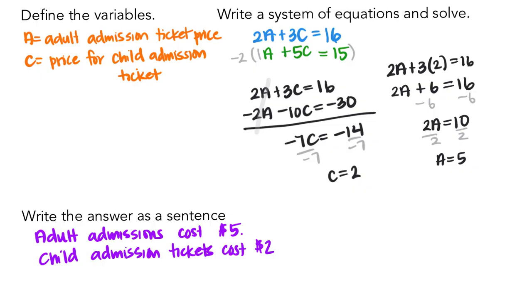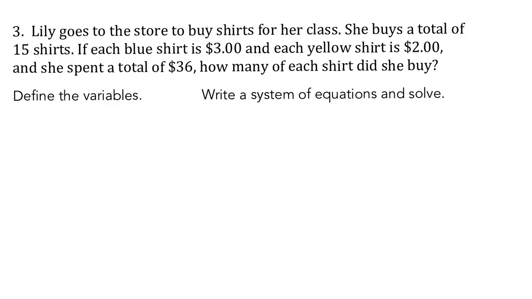Okay, let's go ahead and try the next one on the back. Okay, number 3. Lily goes to the store to buy shirts for her class. She buys a total of 15 shirts. If each blue shirt is $3 and each yellow shirt is $2 and she spent a total of $36, how many of each shirt did she buy? So the variables have something to do with her shirts. Okay, let's see what type of shirt she bought.